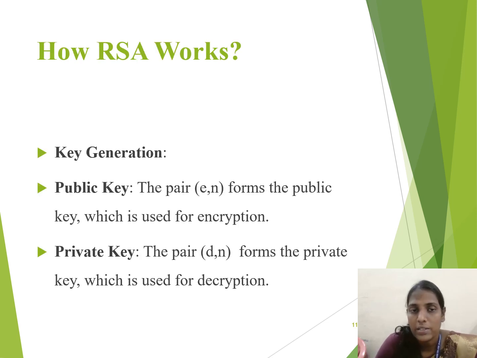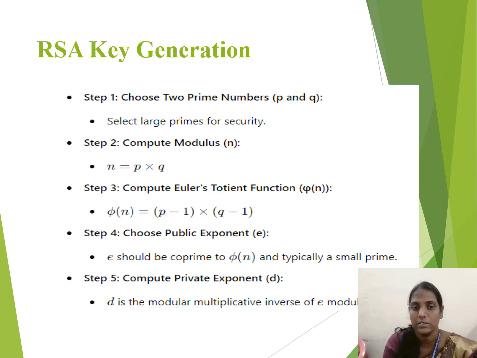Next, how RSA works. The first step is key generation, which gives the public key and the private key. In key generation, we use two to three formulas to find the private key and the public key. That we will see in the next slide. So the first step is key generation.